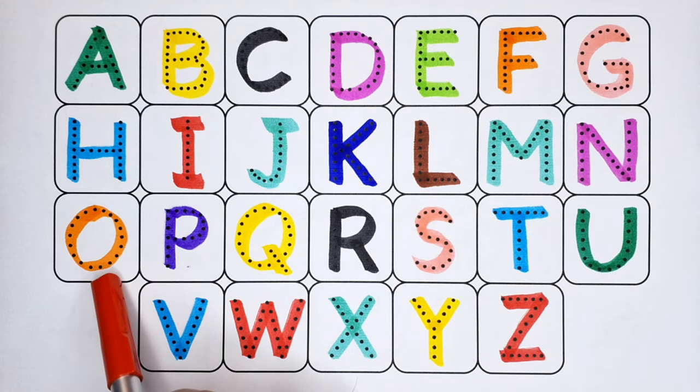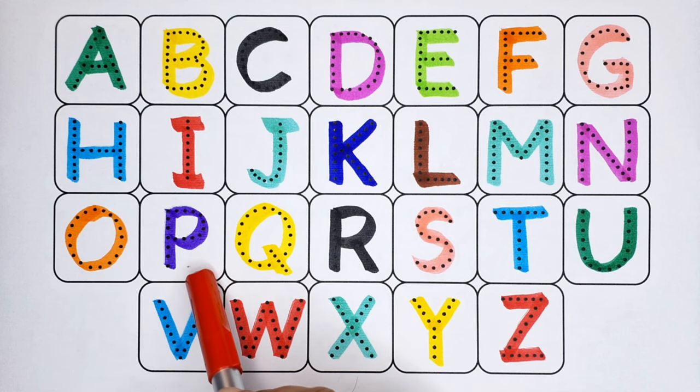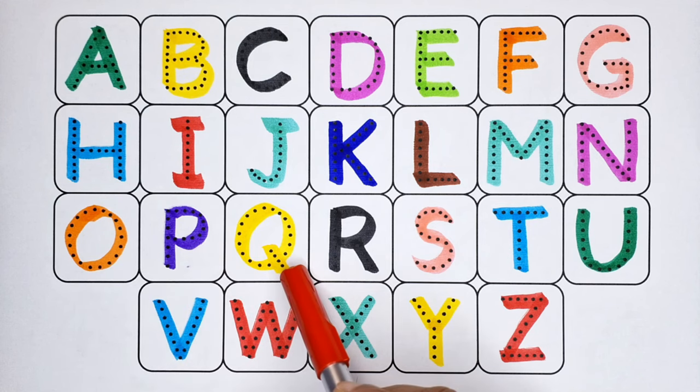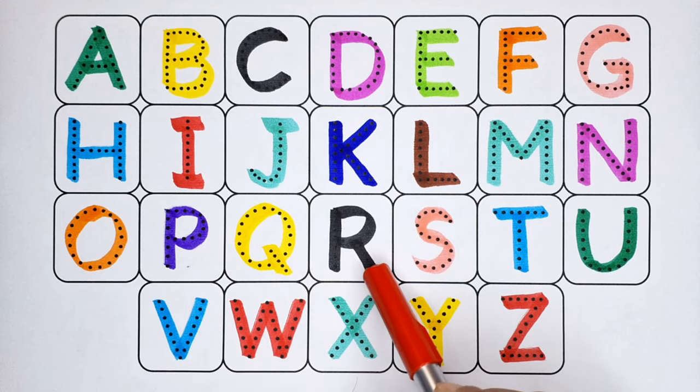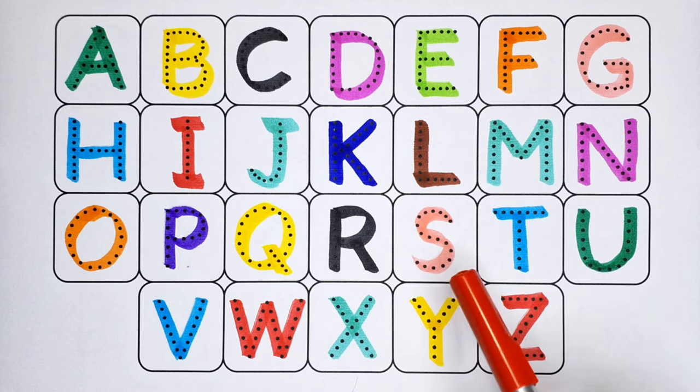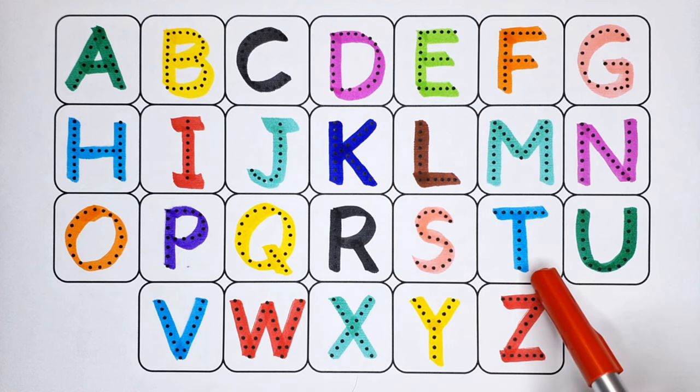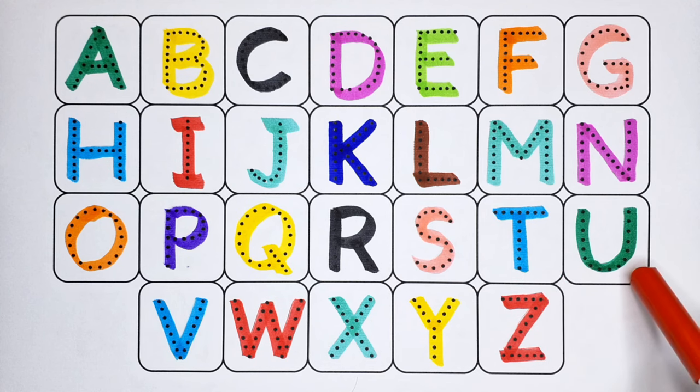O for orange. P for pigeon. Q for queen. R for rose. S for spider. T for train. U for umbrella. V for vulture. W for watermelon. X for Xerox paper. Y for yogurt. Z for zigzag.